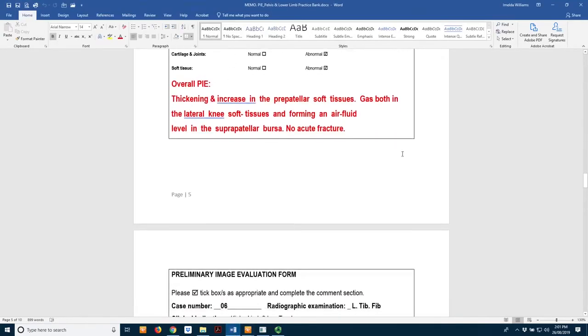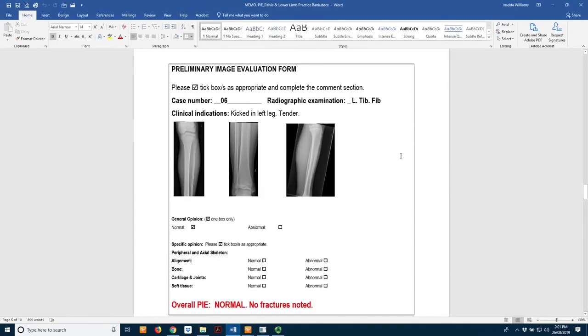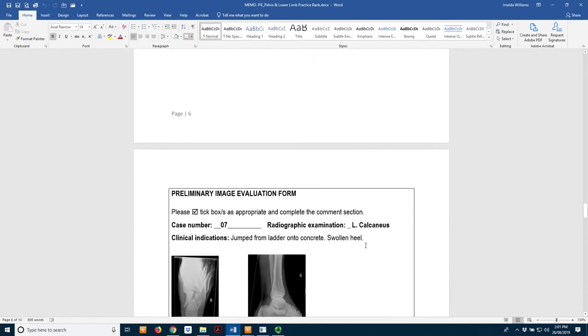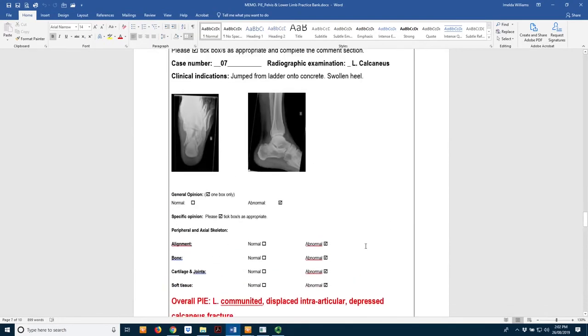And there's no fractures. So in your general opinion then, you should tick the normal box. You do not need to tick any of the normal boxes in the specific opinion. If it remains unticked and you haven't ticked the abnormal box, then I accept that it's normal. So the overall PIE is that the case is normal and there are no fractures.